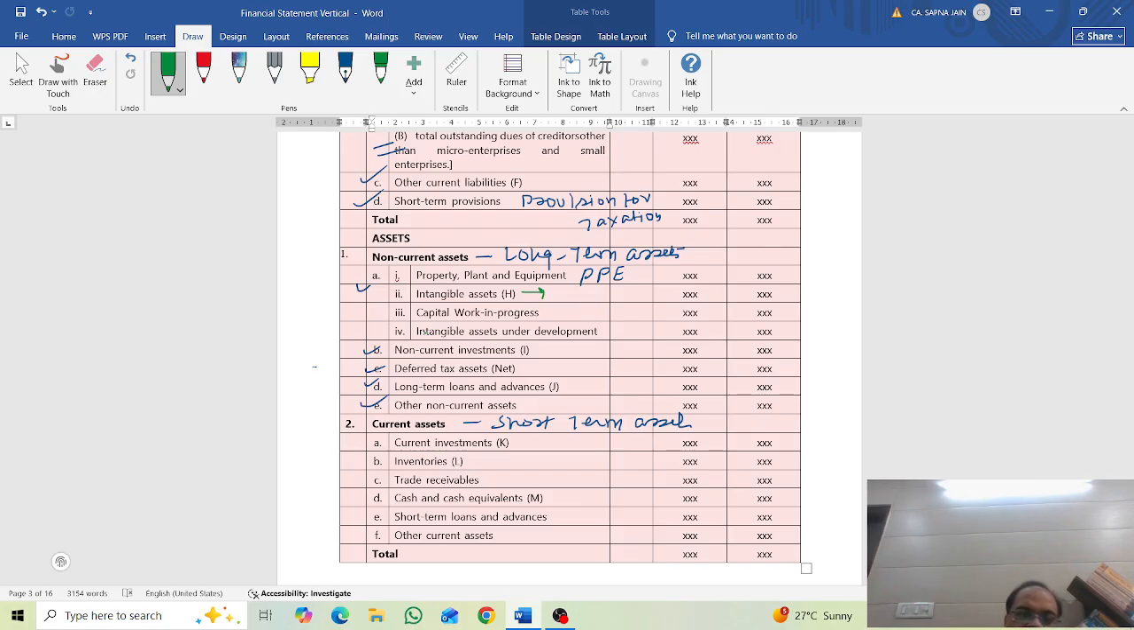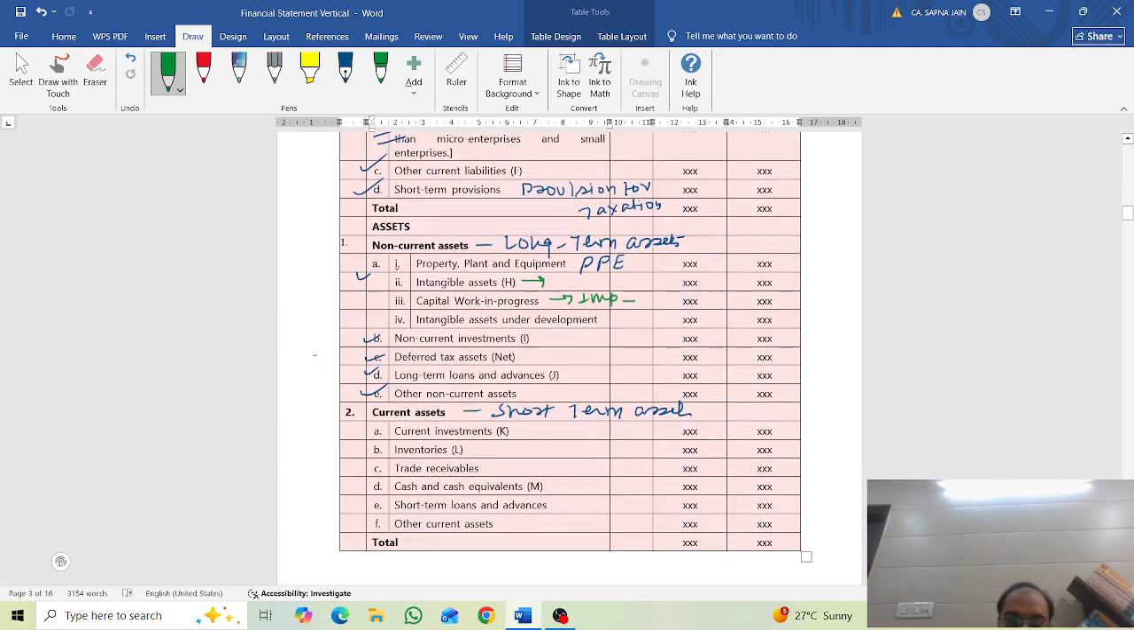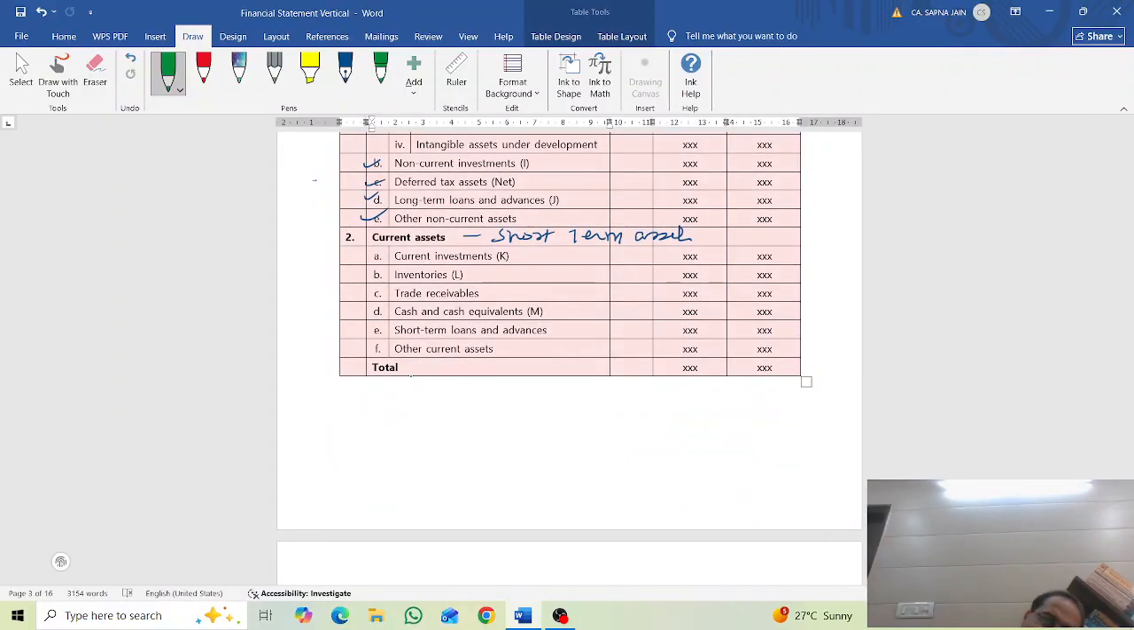Number third component is capital WIP, and this is the important terminology from the theory point of view. Now the question is, what is capital WIP? Assets under construction is not the exact definition of capital WIP. Building under construction is not the exact definition of capital WIP.